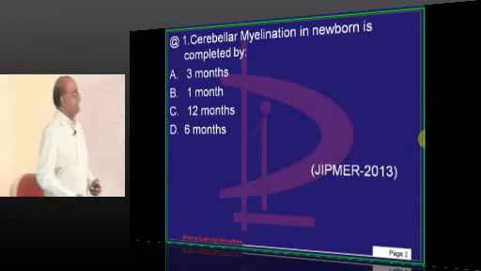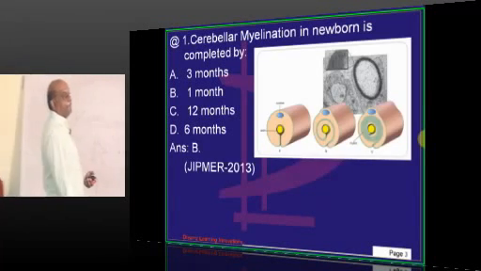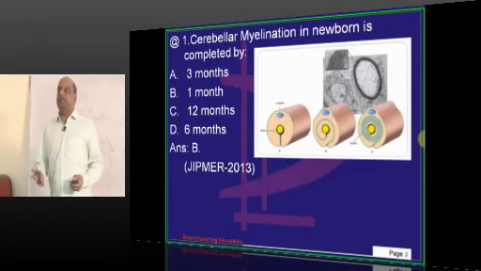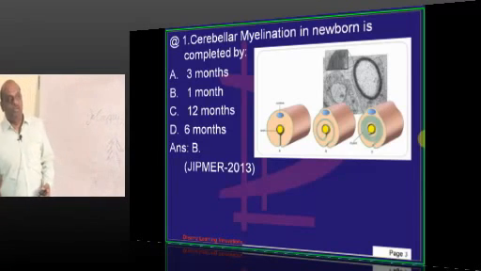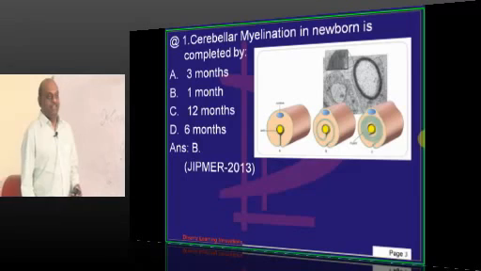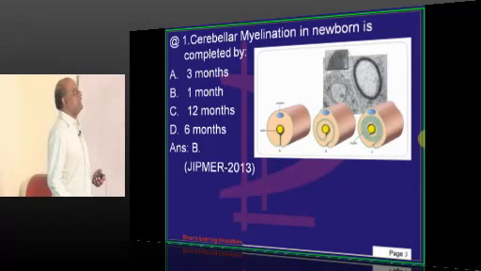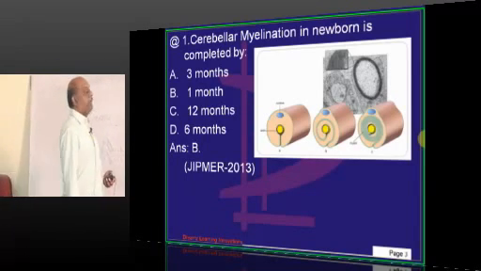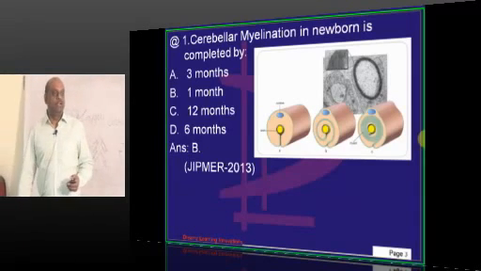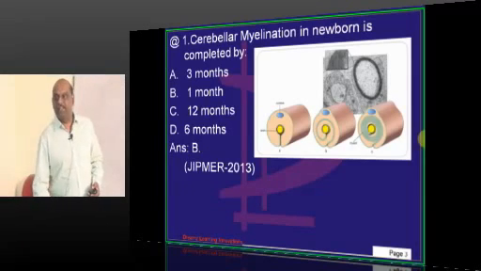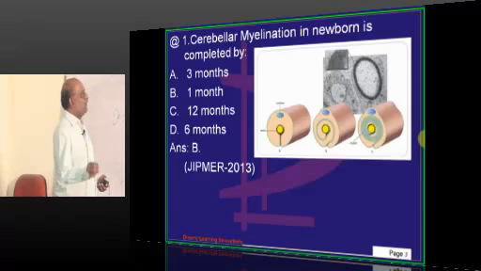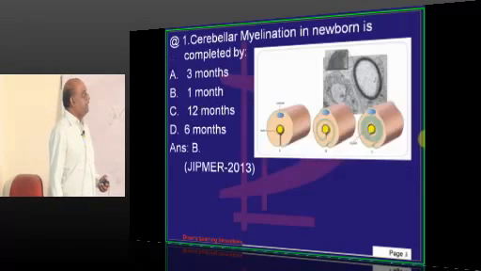Cerebellar myelination. Typically, when do you see it? If you get the same question in the exam, what will you do? You will leave this question. You will not attempt to answer this question. You are bound to lose this question. This is called very pessimistic teaching. So 1 month is what you need to basically remember.